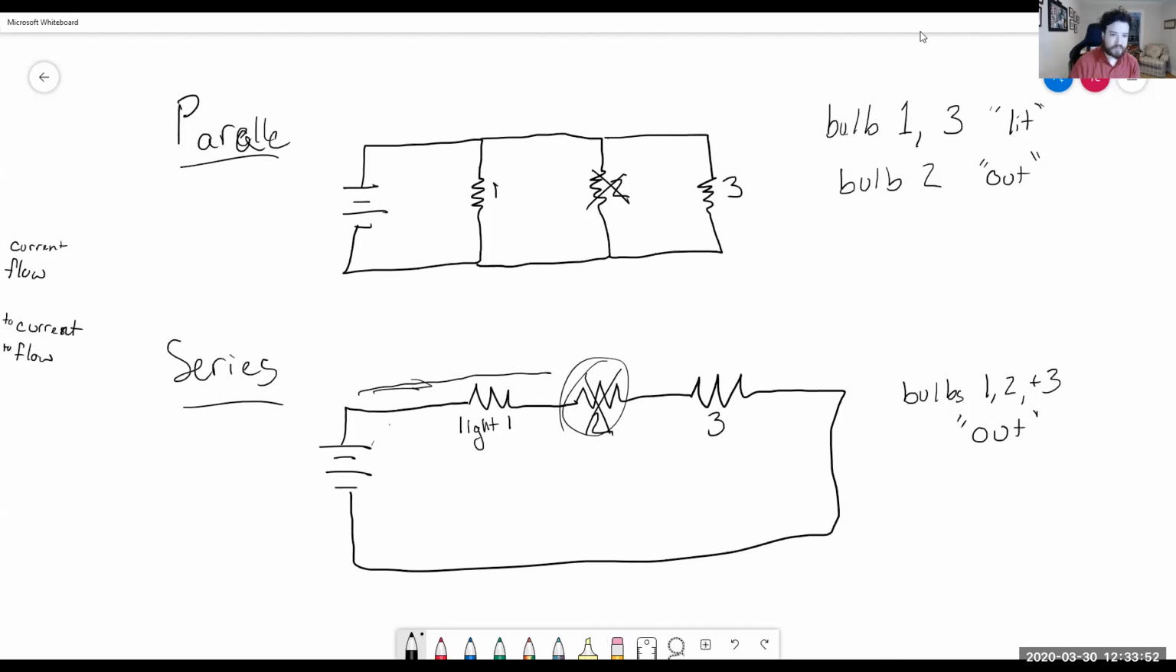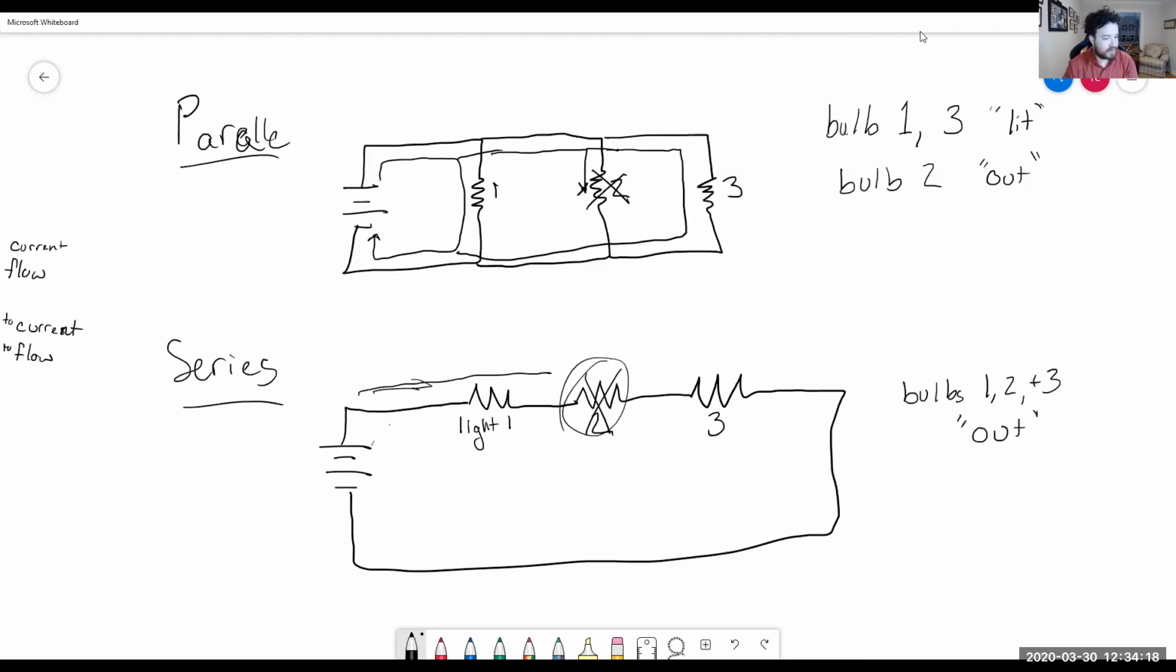Where with the parallel, we have the ability for 1 to have a completed circuit. Well, 2 comes along, and now it's broken. But 3 continues, and it has a completed circuit. Everyone see that? Okay, good.